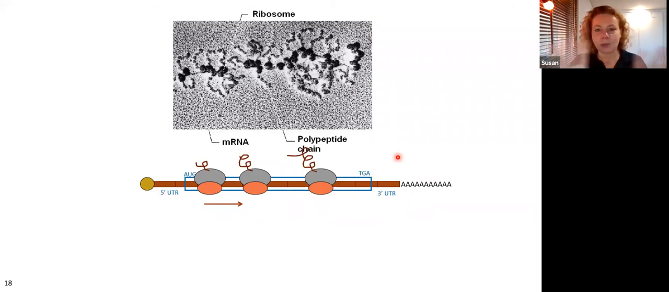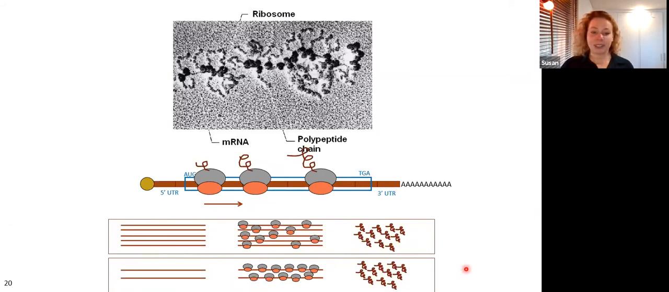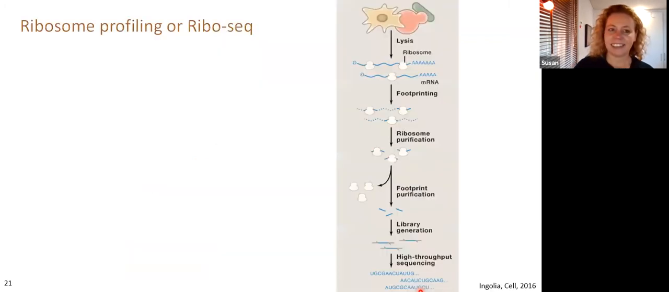Seeing this picture, I think you can very easily appreciate how the same amount of mRNAs can lead to a totally different amount of proteins in the end, or how a totally different amount of mRNAs can also easily lead to exactly the same amount of proteins in the end. And this now brings me to a new method that I would like to mention during this talk.